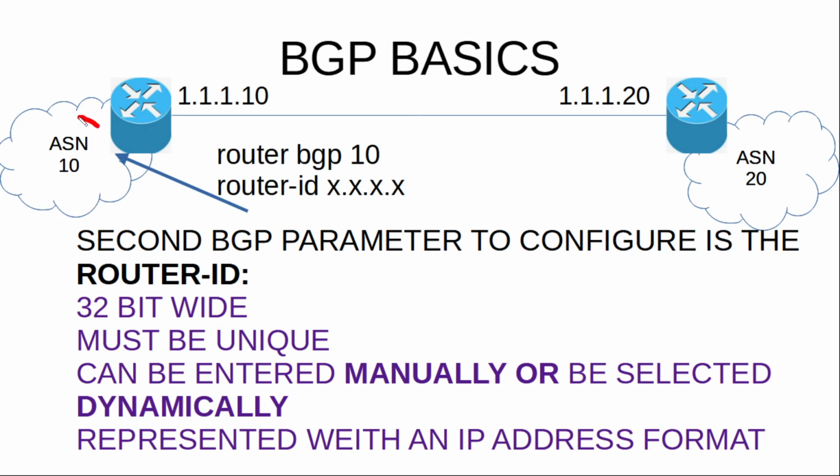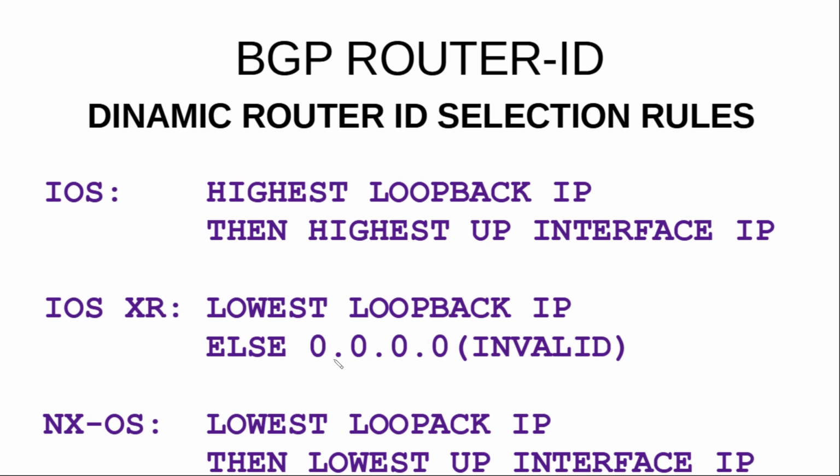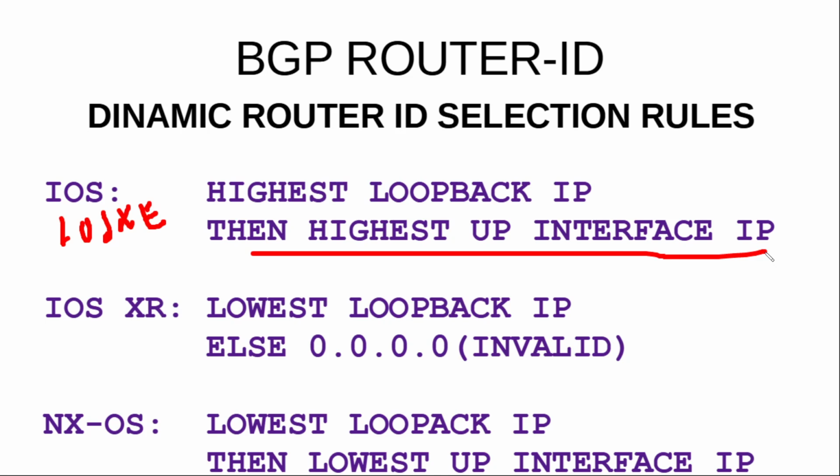And now that you have configured your autonomous system number, you have to think of your router ID. This is a 32-bit wide number expressed as an IP address. It must be unique, and you can configure it manually or select it dynamically. Now, the way that it is selected dynamically depends on your OS. For instance, for IOS and IOS XE, the highest loopback IP address is chosen, or if no loopbacks are there, the highest up interface IP address is chosen.